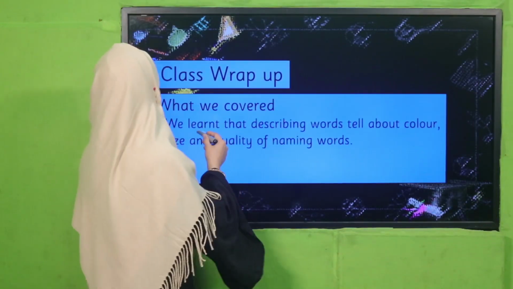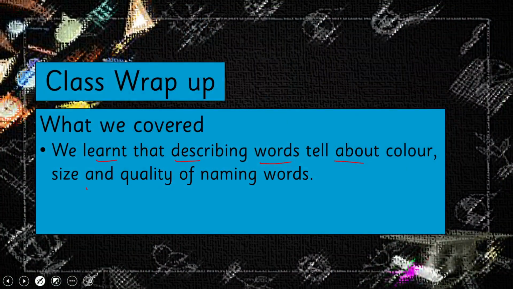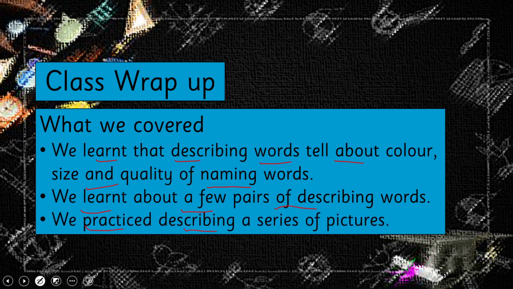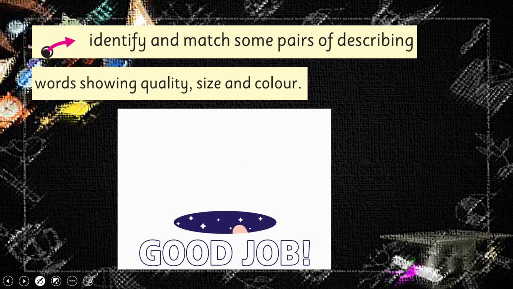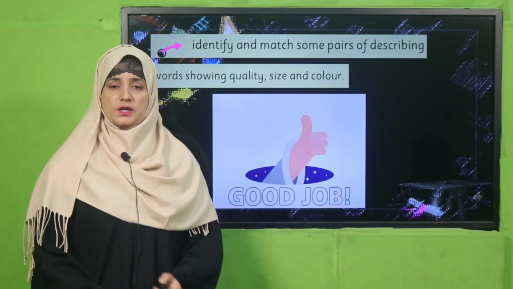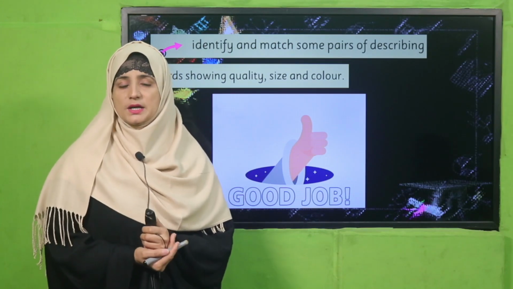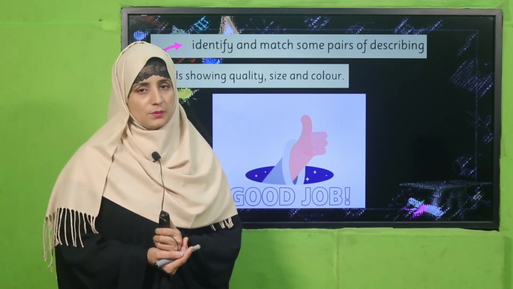What we have covered, we learned that describing words tell about color, size, and quality of naming words. We learned about a few pairs of describing words. We practiced describing a series of pictures, and in this way we have covered this SLO. So my dear students, we have cleared this SLO and we learned how we can use a describing word to describe a naming word.